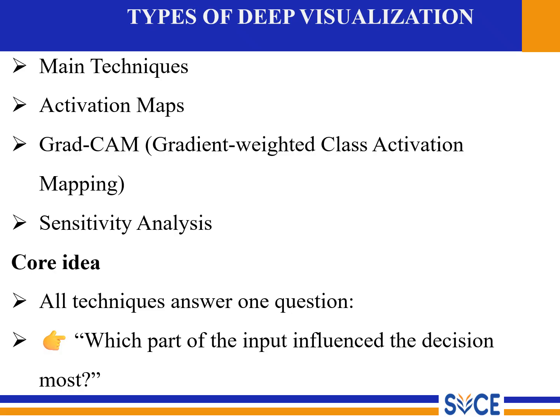Despite their differences, all these techniques aim to answer one fundamental question: which part of the input influenced the decision the most? This question is the heart of explainable AI. Again, I repeat the question: which part of the input influenced the decision the most? By using these techniques together, we can get a complete understanding of how a model processes information, makes decisions, and whether those decisions are reliable.